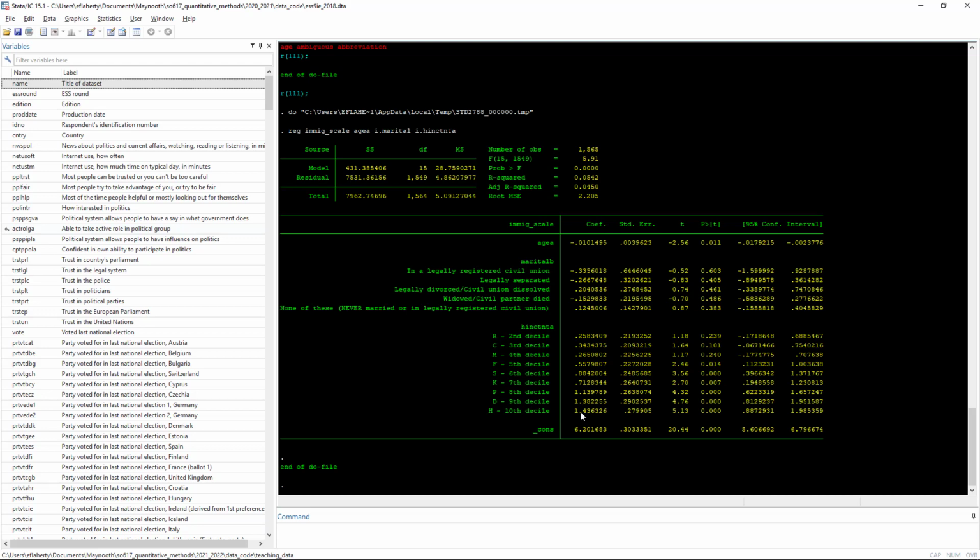Favorability towards immigrants increases so that by the time we get to the 10th decile, there is a difference in average sentiment towards immigrants of 1.4 for those in the 10th decile relative to those in the first.